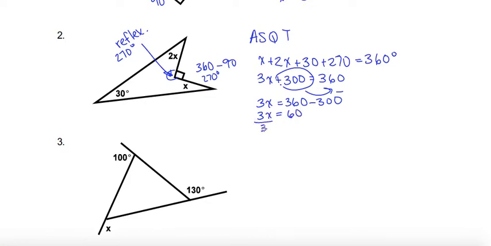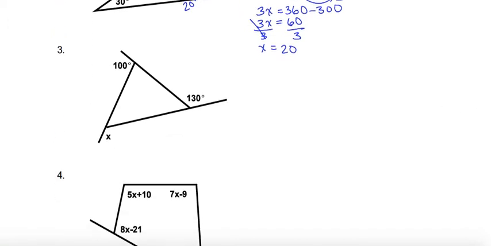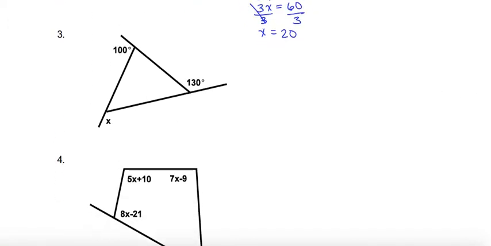Now I'm going to divide both sides by the coefficient in front of my x. 3 divided by 3 is 1, so I'm left with x, and 60 divided by 3 is 20. So now I know that this measurement here is 20 degrees, and 2 times 20 is 40 degrees. So now we have example 3. Example 3 tells us that we want to solve for this exterior angle.